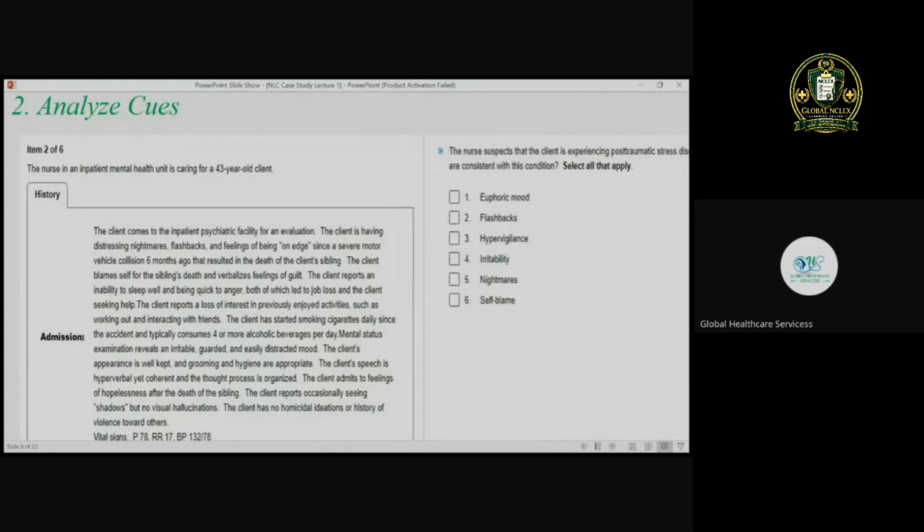Let's make it helpful through the case study. You all have the idea about the history of the patient: your patient is going through flashbacks and nightmares. Your patient's sibling died in a motor vehicle collision 6 months ago. Your patient has a sense of guilt. Your patient has insomnia. Your patient has anger. Your patient has hopelessness. So this was the case scenario. On the basis of this scenario, now we are going to encounter the second question.